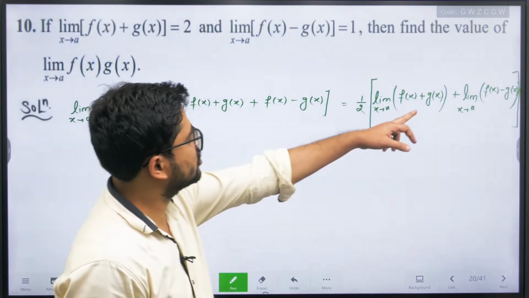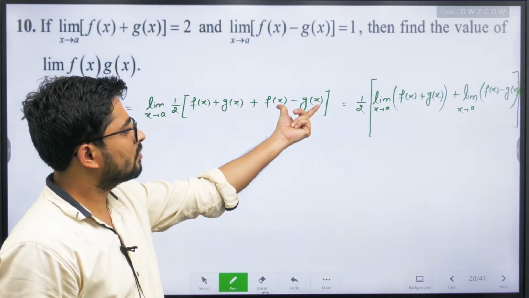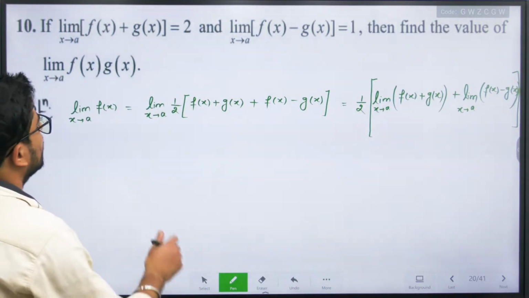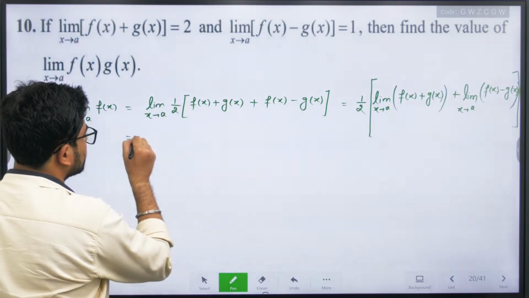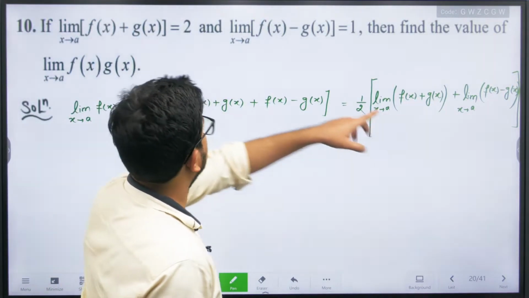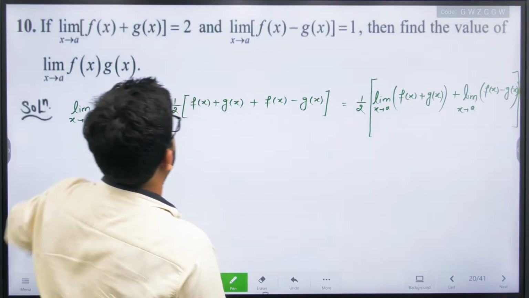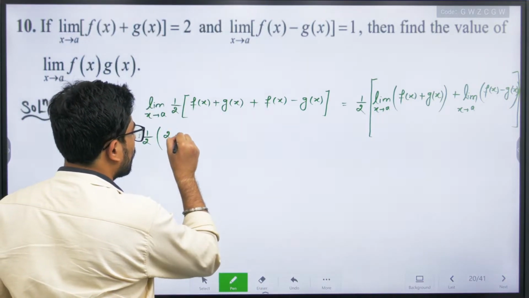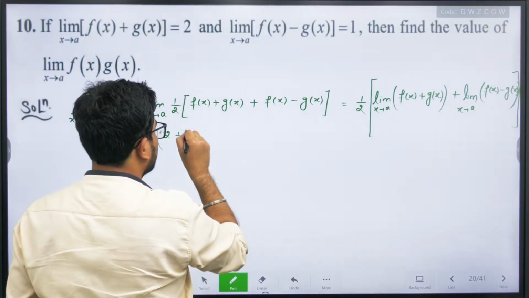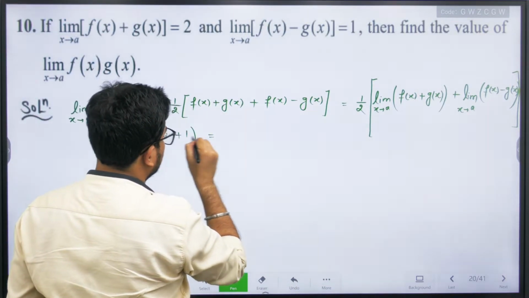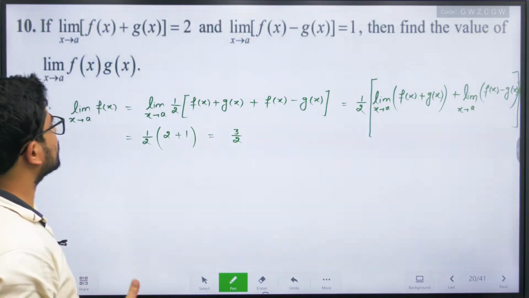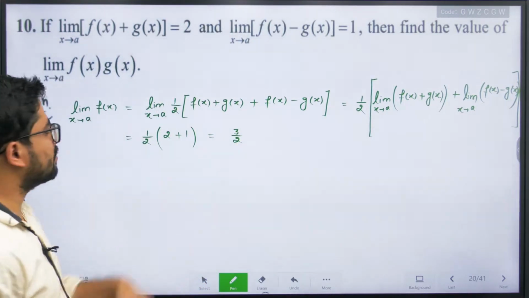Yes, f(x) minus g(x). Limit of this function and limit of this function. Okay, f(x) plus g(x) and f(x) minus g(x). Now you know, this thing is half into limit x tends to a, f(x) plus g(x), that is 2, plus limit x tends to a, f(x) minus g(x), that is 1. So this thing is 3 by 2. So limit of f(x) whenever x tends to a is 3 by 2.